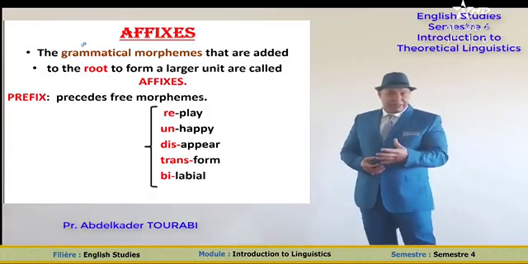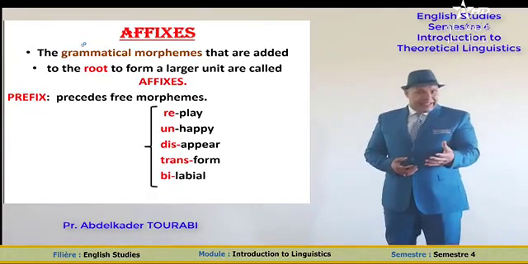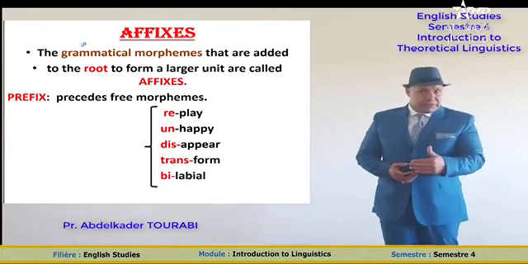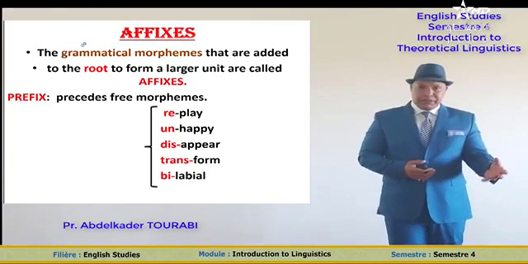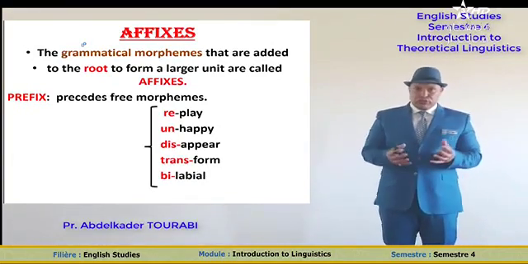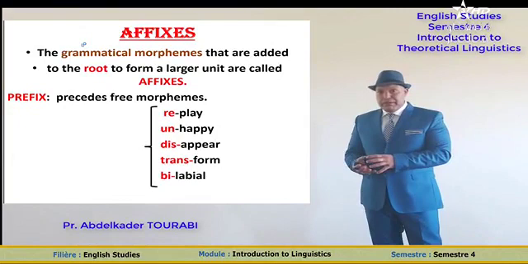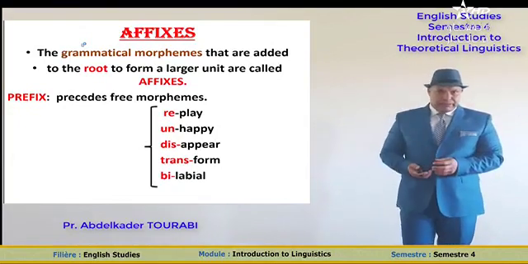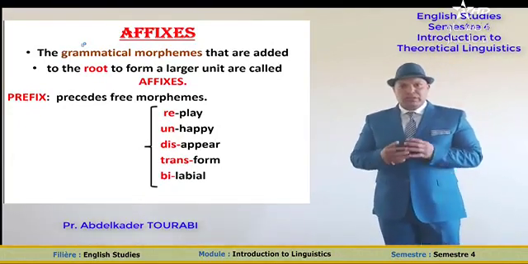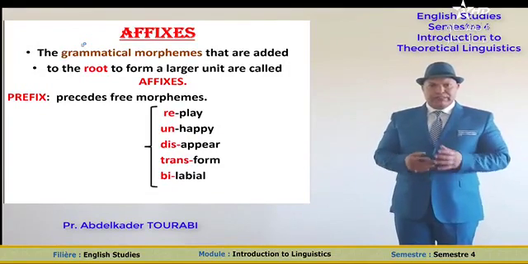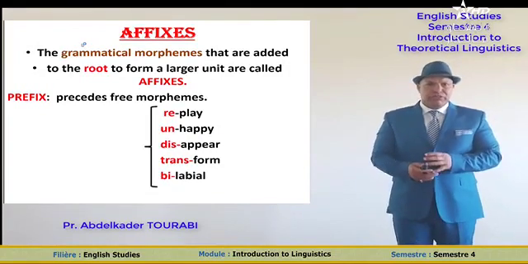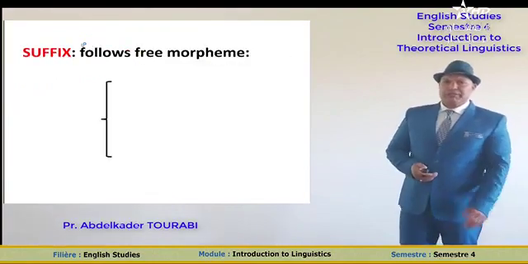Happy: somebody is happy, but somebody who is not happy is unhappy. Something that appears, but something can disappear. Form and transform. So those are all prefixes: re, dis, trans, because they precede the root morphemes.